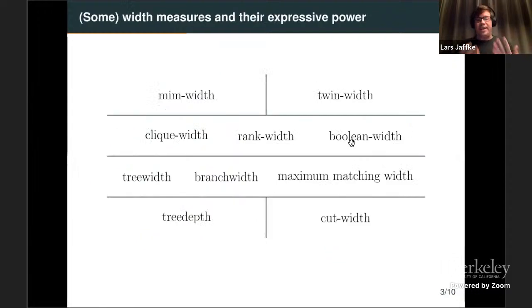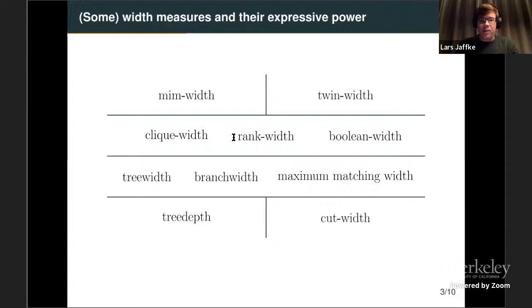Now, like I said, there are many width measures that have been defined, and these are some of them. And one thing that you can do is you can look at these width measures and ask yourself, how powerful are they? In the sense that you want to look at the families of graphs that they are bounded on. And then you can derive a hierarchy like this. So in this picture, the width measures that are higher up are strictly more powerful than the ones that are below. And if two width measures are in the same box, then they are bounded on the same kind of graphs.